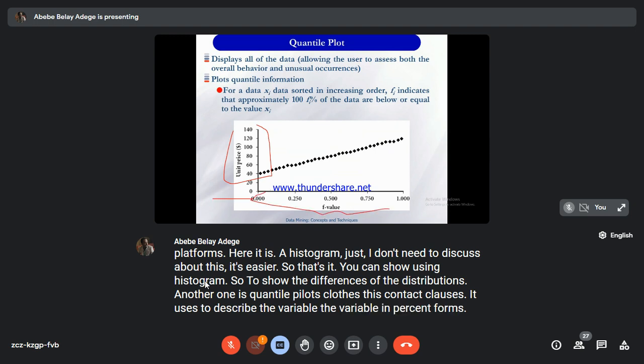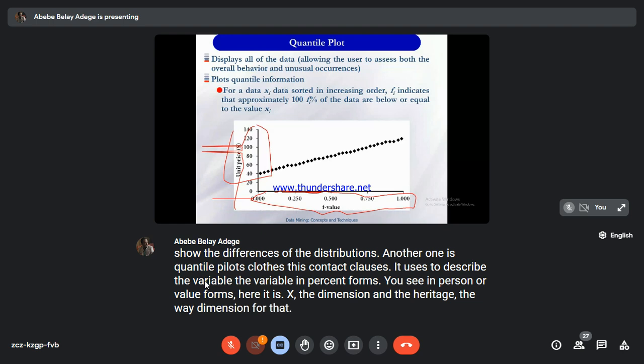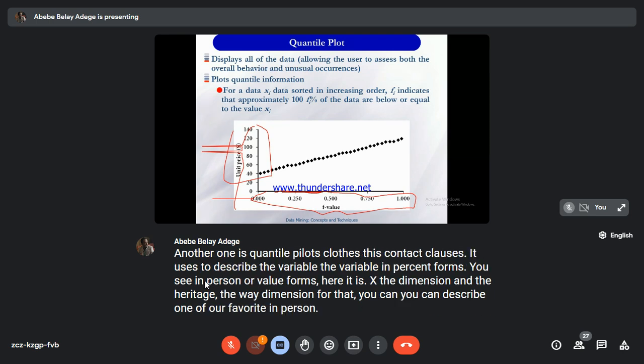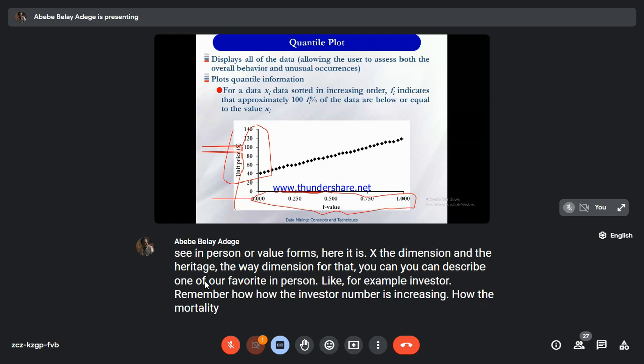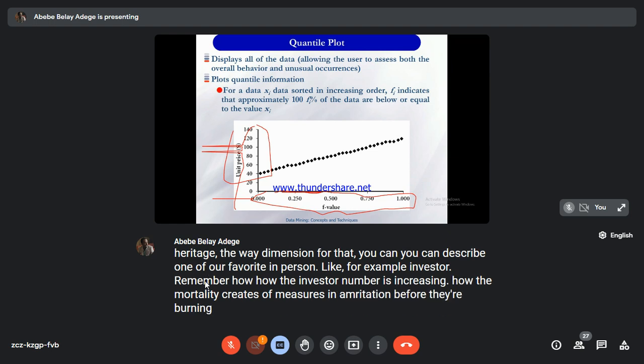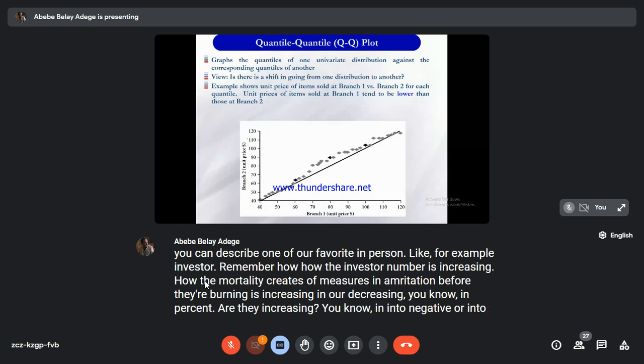You see, in percent or value forms. Here it is the x dimension, and here it is the y dimension, so that you can describe one variable in percent. For example, the investor number, how it is increasing, or how the mortality rates of mothers before birth in Amhara region are increasing or decreasing now in percent. Are they increasing into negative or into positive, something like that.